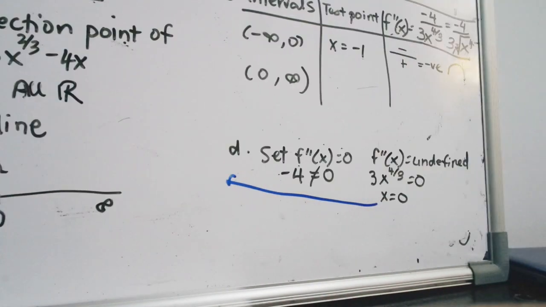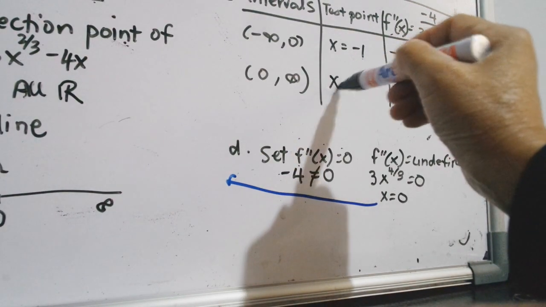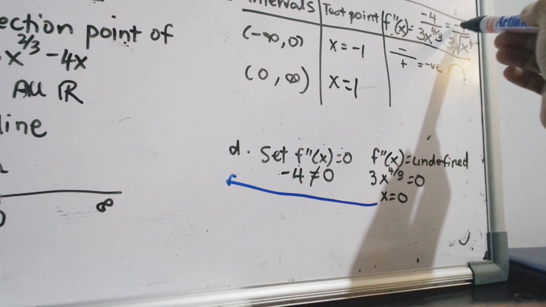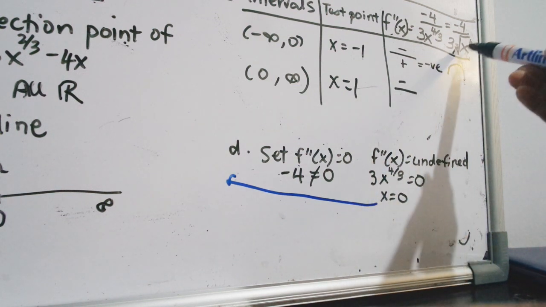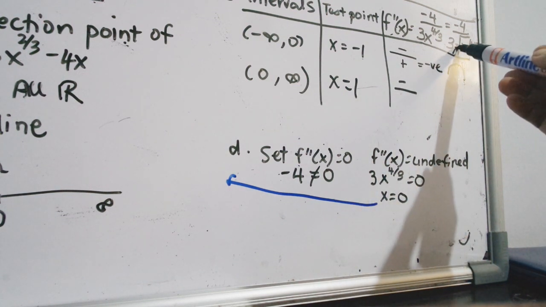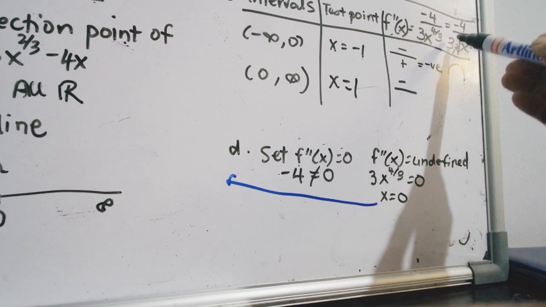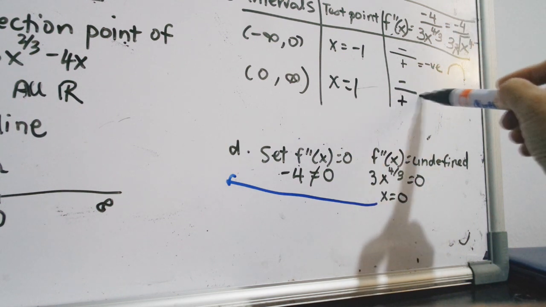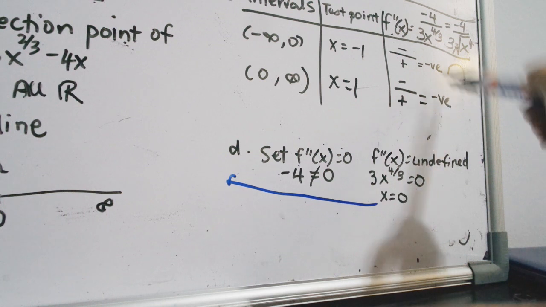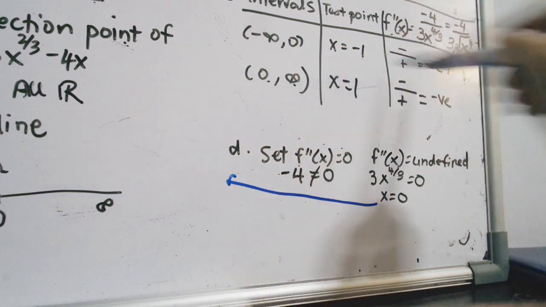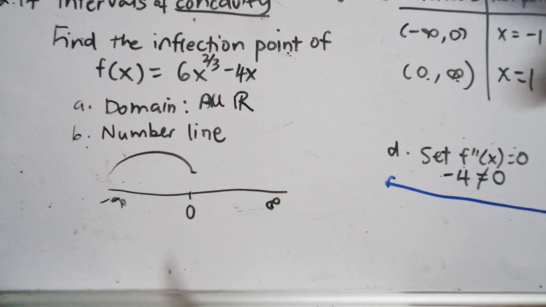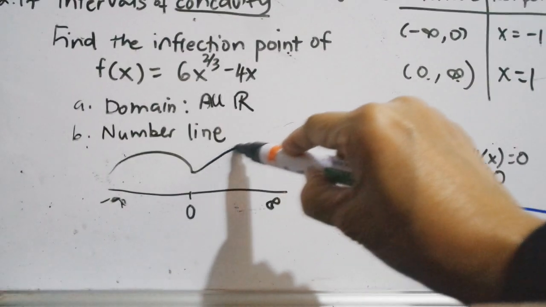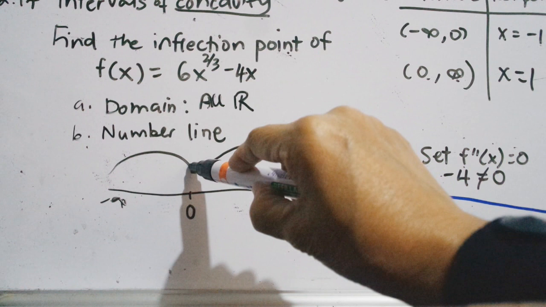Next, from 0 to infinity, we take another test point, x equals 1. Put it inside: minus 4 is a constant, negative. 1 to the 4th is 1, cube root of 1 is 1, times 3 is 3, which is positive. So the result is negative. This tells us that from 0 to infinity, the function is also a frown. Join it together.